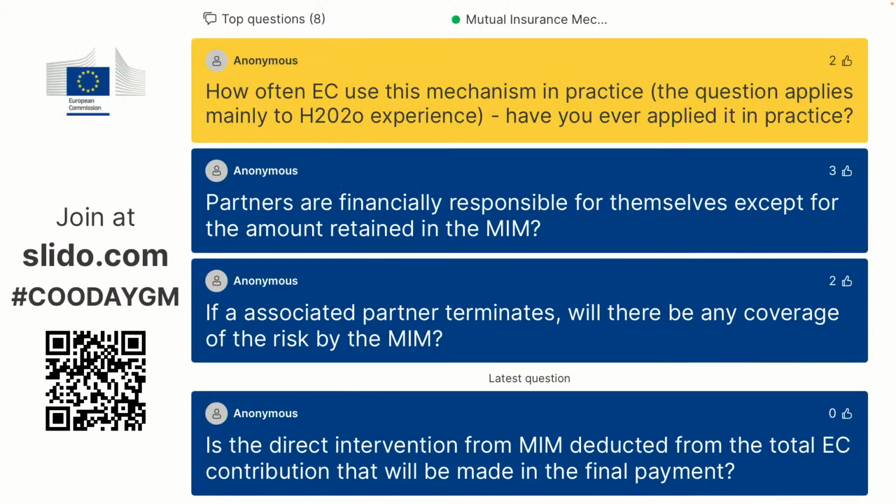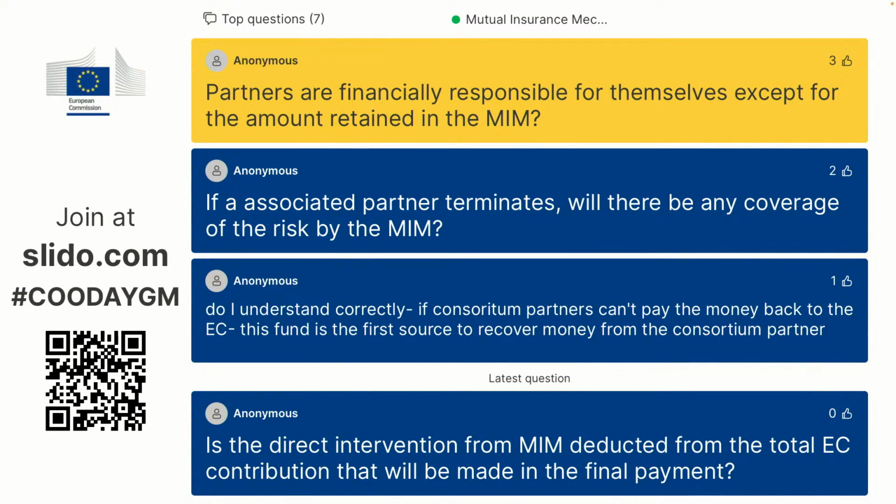Okay, next question. Are partners financially responsible for themselves except for the amount retained in the MIM? I'm not sure whether I understand the question. Partners are financially responsible for themselves.